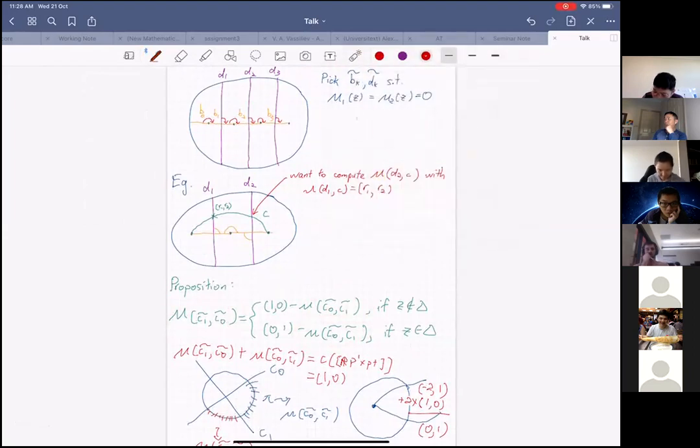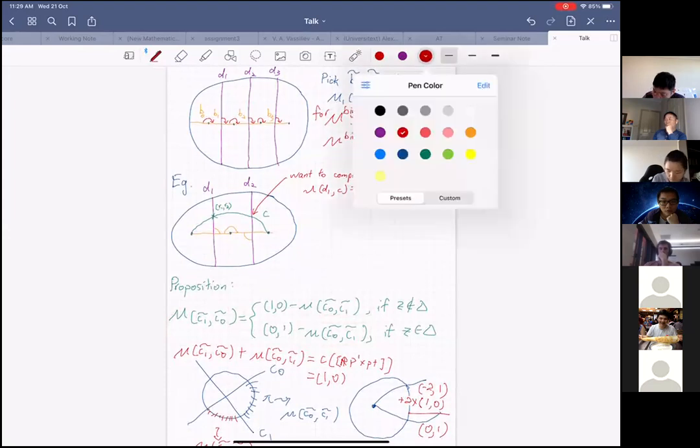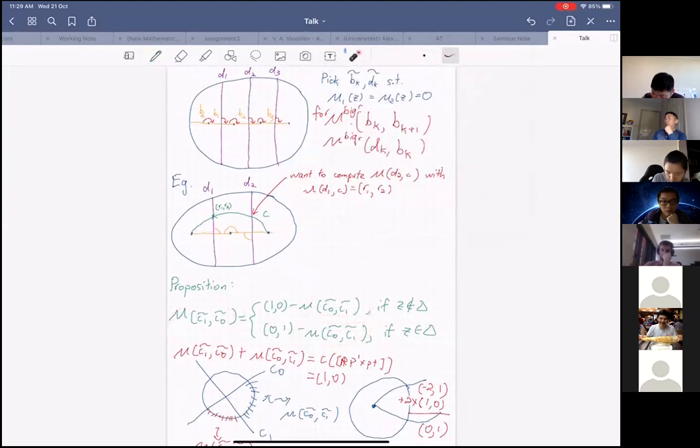So I'm picking BK with BK plus 1. Okay, that's why I draw this arc here. And then I'm picking, this is not new, this is the phi greater. And then I'm also picking for DK with BK. So that's why I know this arc, this arc, this arc.